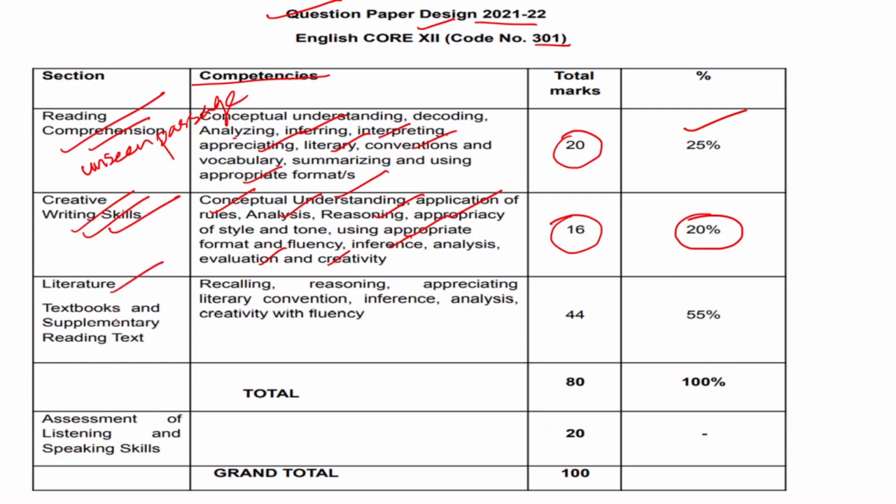Then literature, textbooks and supplementary reading text. The competencies checked are recalling, reasoning, appreciating, literary convention, inference, analysis, creativity with fluency. It is for 44 marks, which means 55% of the questions are based on your literature textbook. 44 marks. Total 80 marks. So, assessment of listening and speaking skills is for 20 marks and the grand total is 100 marks.